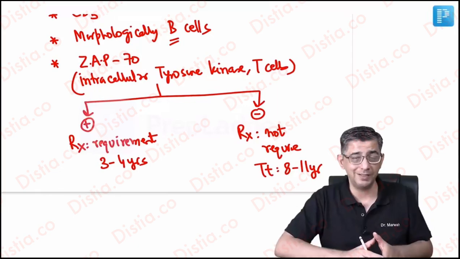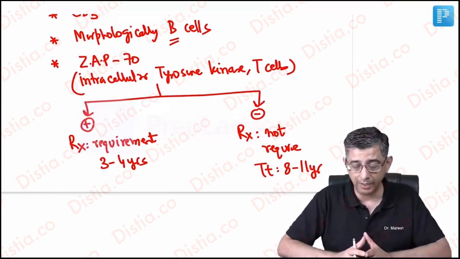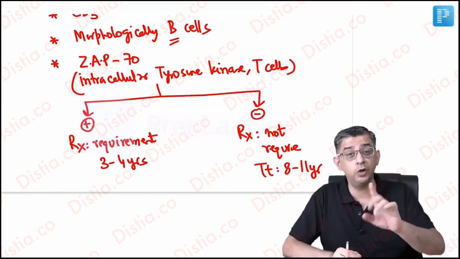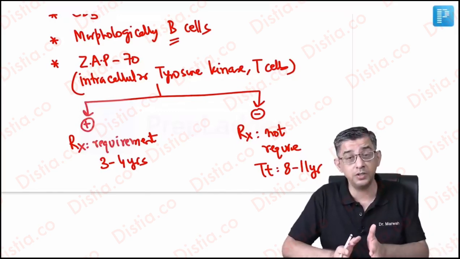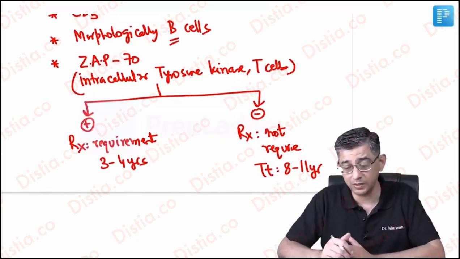You just need to remember from the exam perspective, if ZAP70 is given positive, it means that the person is having a bad prognosis. I'm not saying worst. I will tell you when to answer worst prognosis, bad prognosis. And if it is ZAP70 negative, this implies this would be good prognosis.